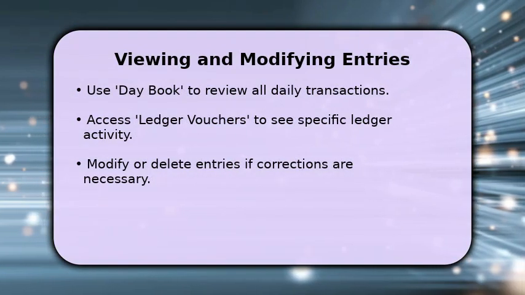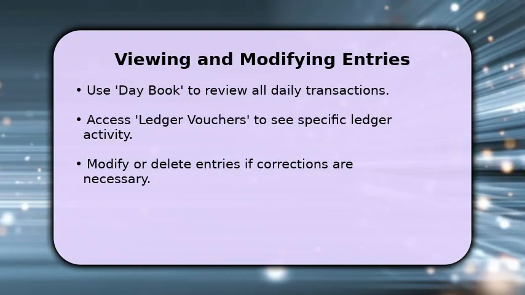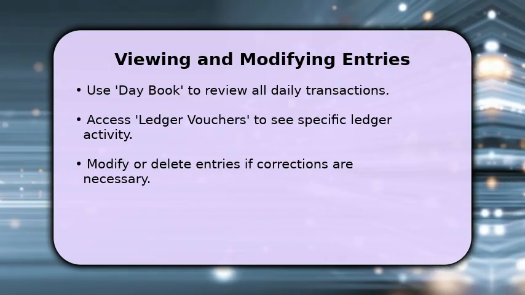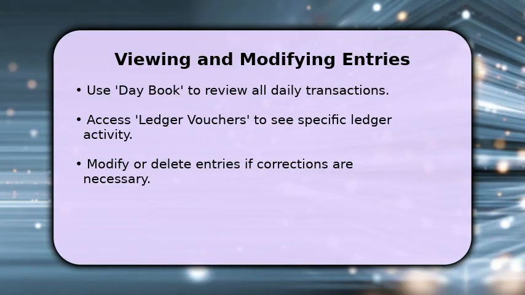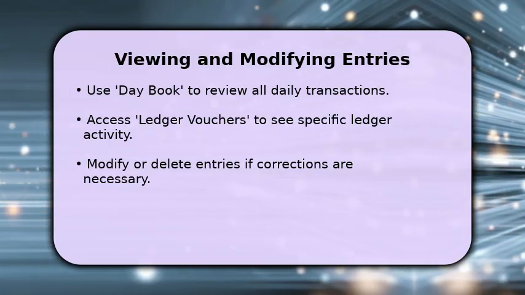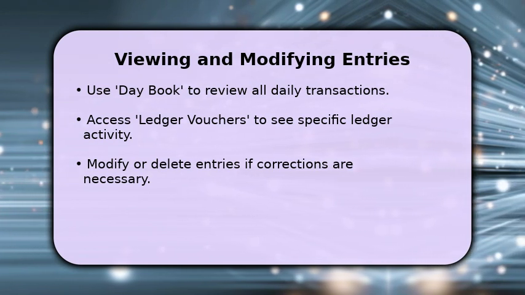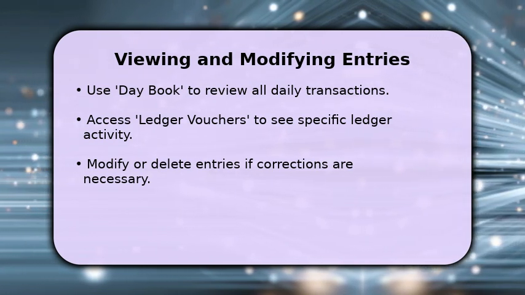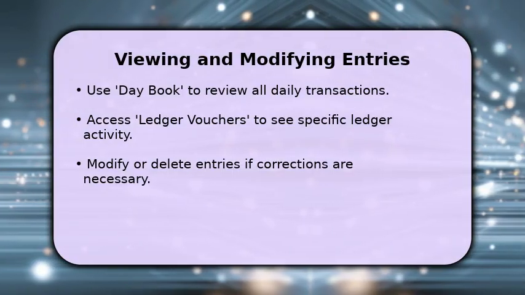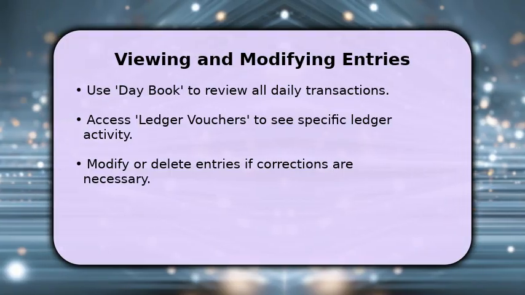Finally, let's explore how to review and manage your entries. The Daybook provides a comprehensive list of all transactions recorded on a specific date. To view all entries for a particular ledger, navigate to Display More Reports, then Account Books, and select Ledger. Here, you can easily modify or even delete an entry if a correction is needed, ensuring your financial records remain accurate and up to date.